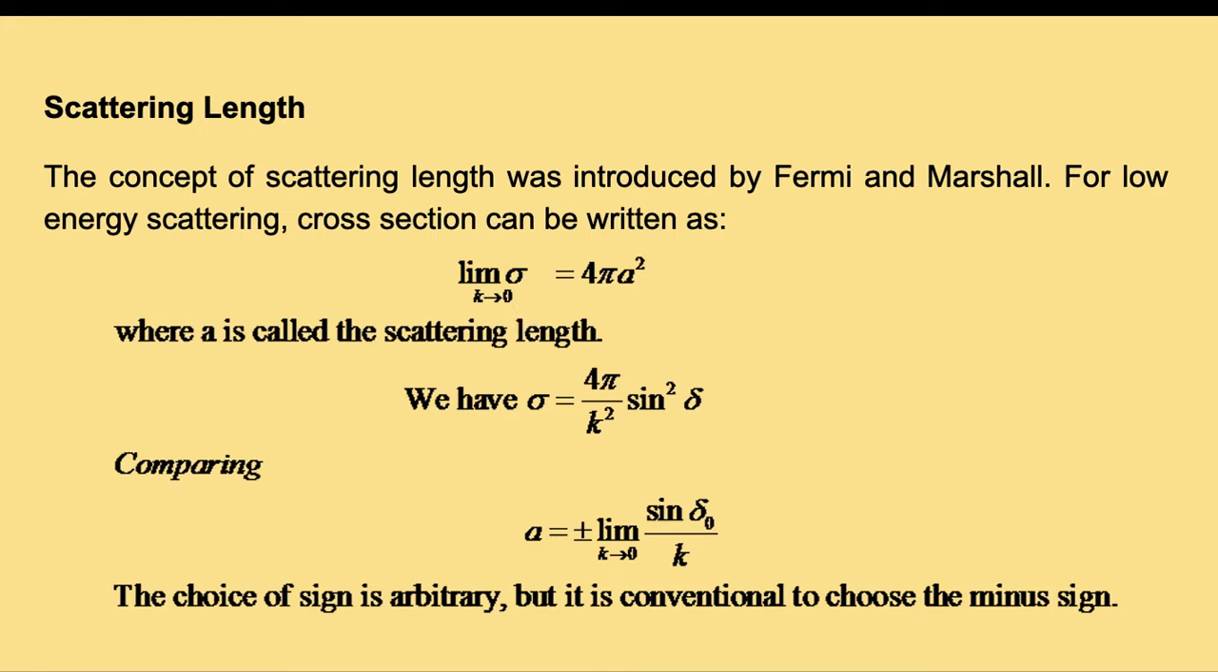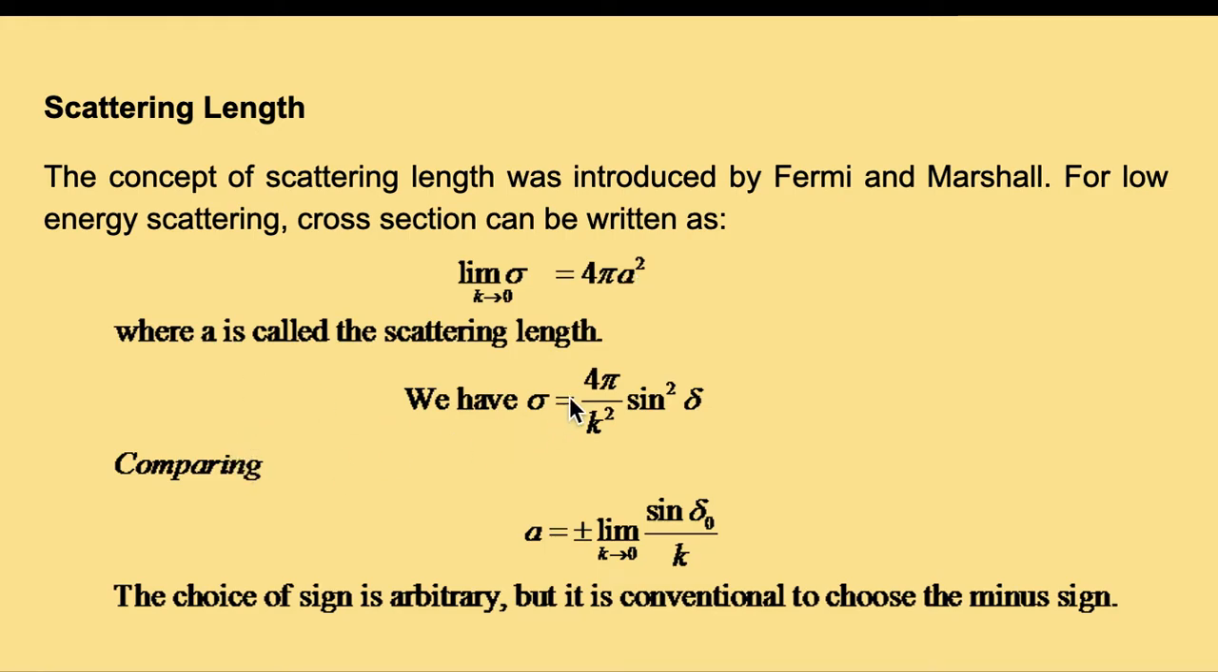defines a low energy scattering, and you are assuming that the scattering area is a spherical one. That is why you are writing the equation as 4 pi a square, and this a is called the scattering length.